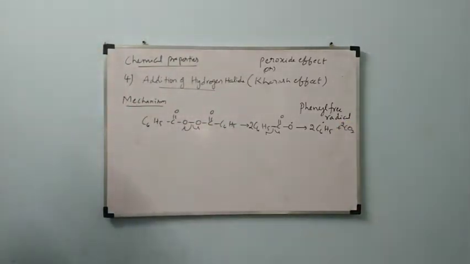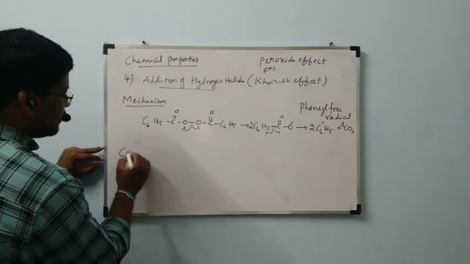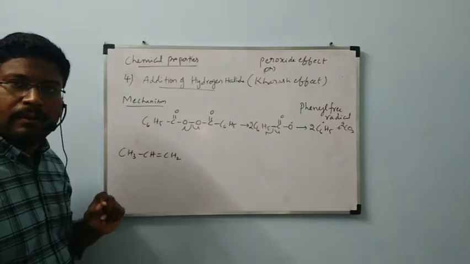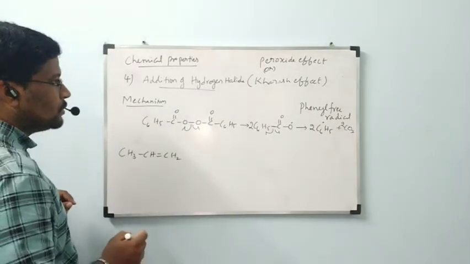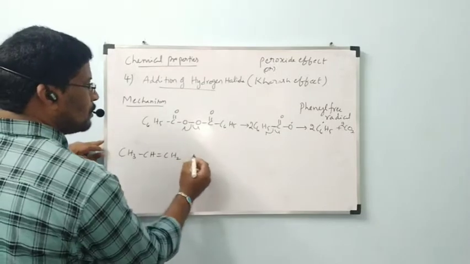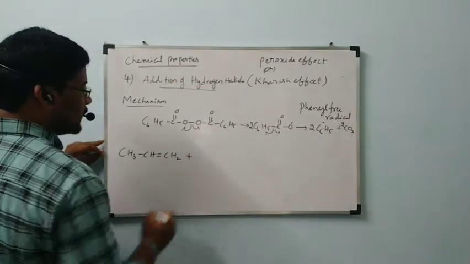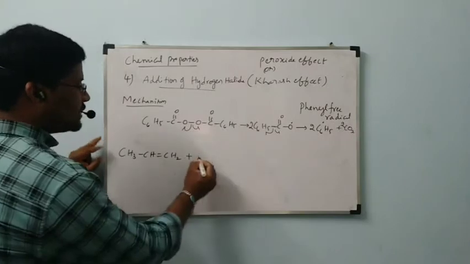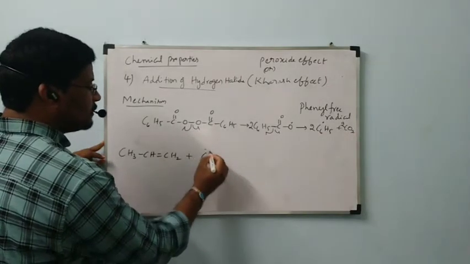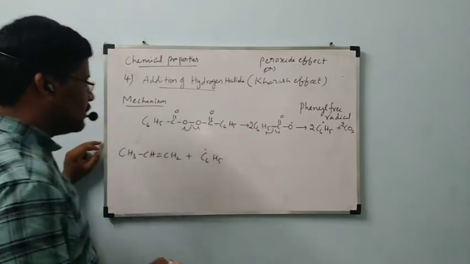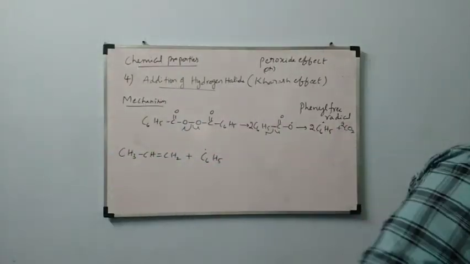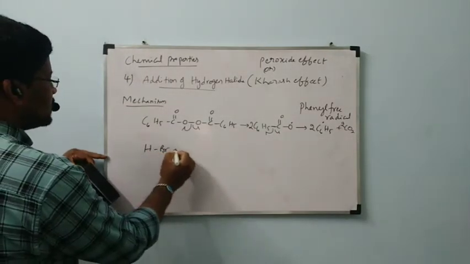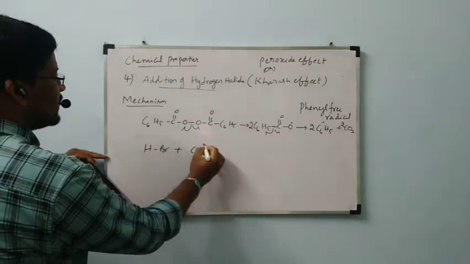Now what is going to happen? Unsymmetrical alkene CH3 CH double bond CH2, in the presence of C6H5 free radical. HBr will react with C6H5 free radical.